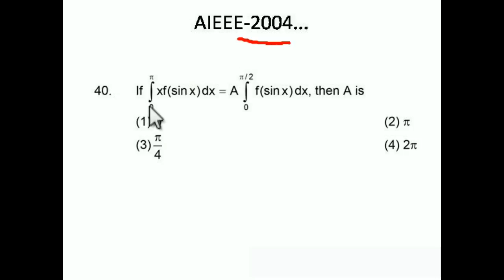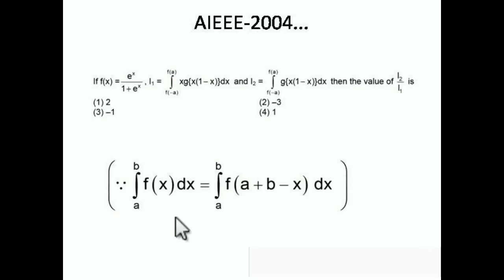If the integral from 0 to pi of x f of sin x dx is equal to a times the integral from 0 to pi by 2 of f of sin x dx, then what is the value of a? Now we all know this very important formula, that the integral from a to b of f of x dx is equal to the integral from a to b of f of (a plus b minus x) dx. That means upper plus lower minus x, and the same formula we are going to use here.